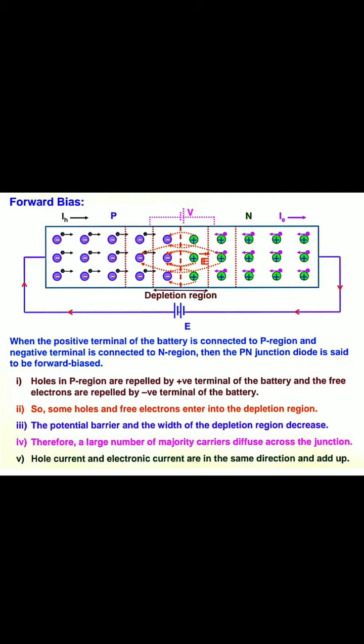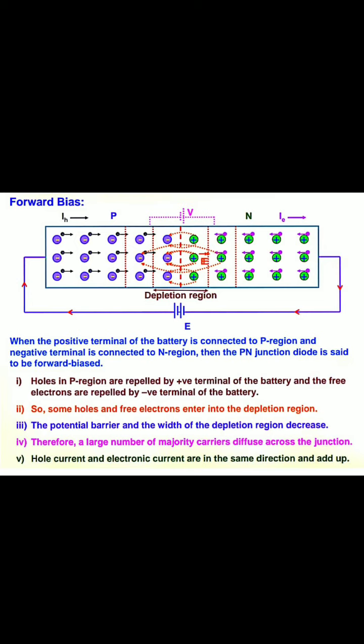Then we apply an external electric field. That means we connect an external battery across the two terminals of a p-n junction diode. This is called the biased condition. When we apply the external electric field across the two ends of a p-n junction diode, that condition is called bias. There are two biased conditions: one is forward bias, another is reverse bias.